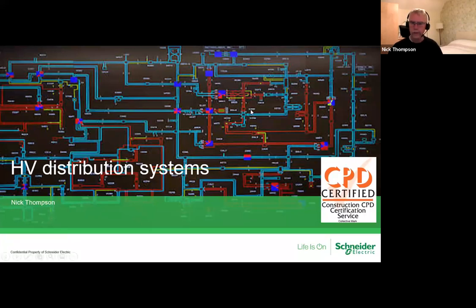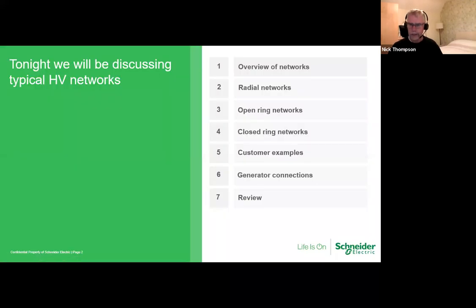So if the system will work. Okay, these are the subjects I'm covering tonight. We're going to look at what a network is and go into the various different networks: radial, open ring, closed ring. Then I've got a few customer examples of various different networks that I've come across over the past 4 to 5 years while concentrating on training. And there's one specific thing I want to touch on tonight, which is generator connections, which can be quite important as far as your connection is concerned. But more on that when we get to that slide.